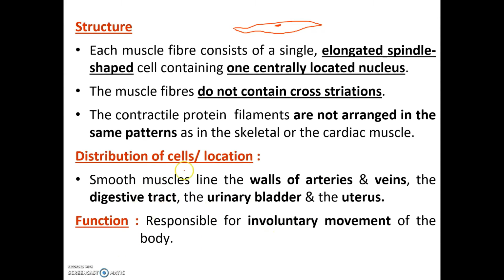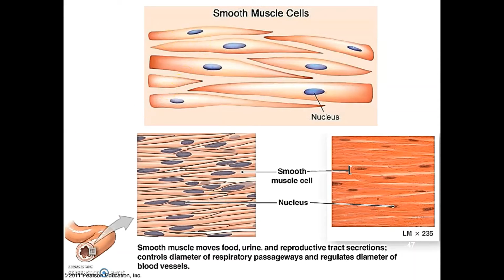Where can we find smooth muscle? It can be found in the walls of arteries and veins, the digestive tract, urinary bladder and also the uterus. It is responsible for involuntary movement of the body, which means we cannot control this muscle voluntarily. Okay, smooth muscle: spindle shape, pointed end, and the nucleus is centrally located.